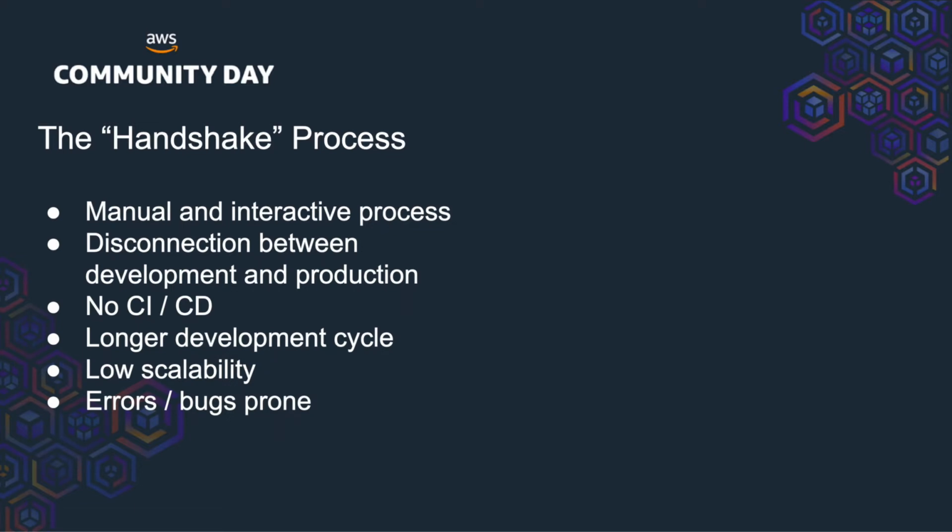On the general operation side of things, this process is manual and interactive, and there is disconnection between development and production. Data scientists work in a separate environment for model development, while the engineers deploy the model into a different environment for production. And there's no continuous integration or continuous delivery pipeline in this process. The development cycle is fairly long because of the manual process going back and forth between the two parties, and the process is not scalable. Also, it's prone to errors and bugs.